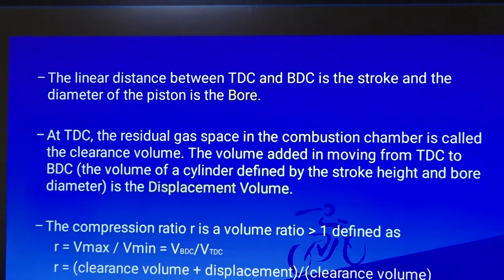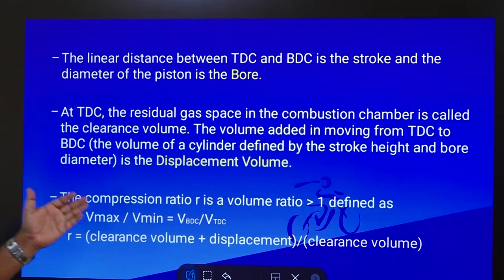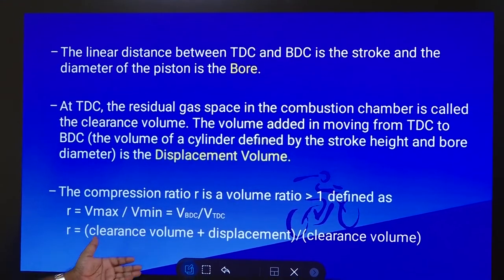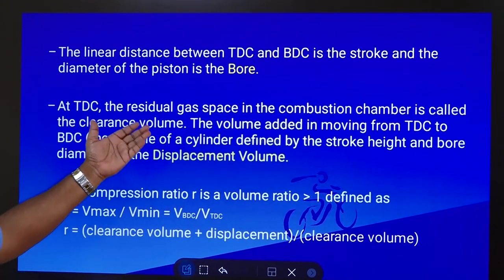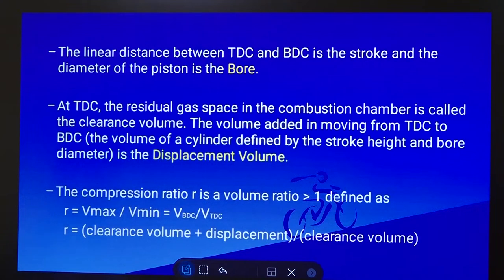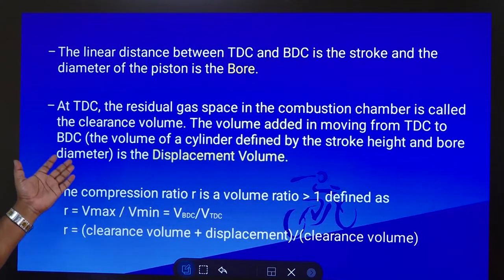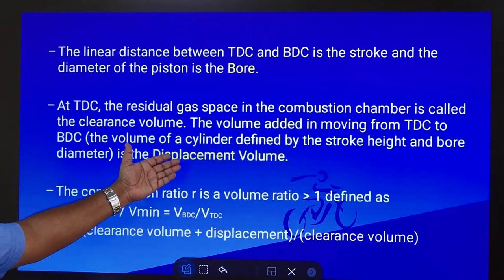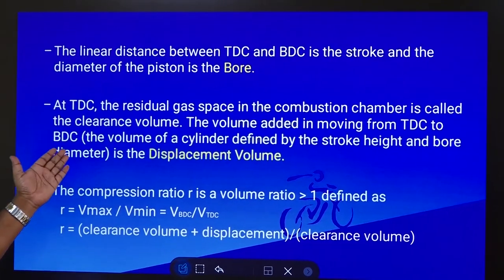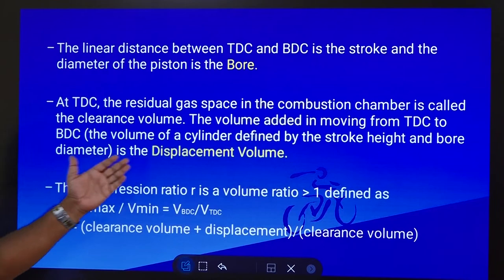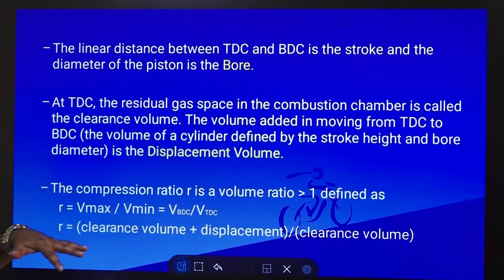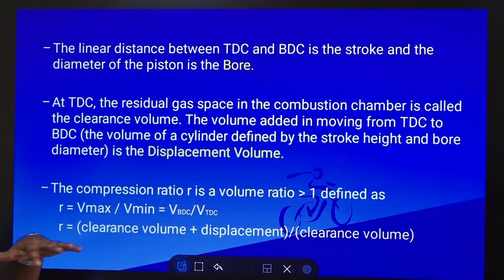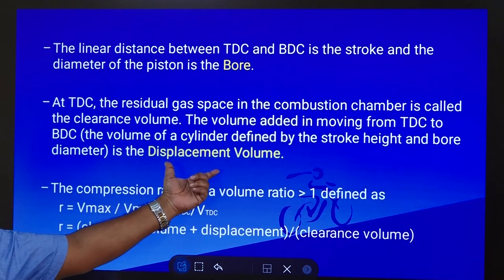The next is the linear dimensions: what is the bore, what is the displacement volume, and what is r? r is the compression ratio. Bore is nothing but the diameter. What is displacement volume? It is the volume swept in moving from TDC to BDC, the volume of the cylinder defined by the stroke height and the bore diameter. If you multiply this area by the stroke length, you will get the displacement volume.